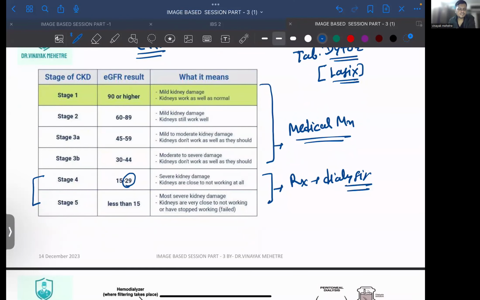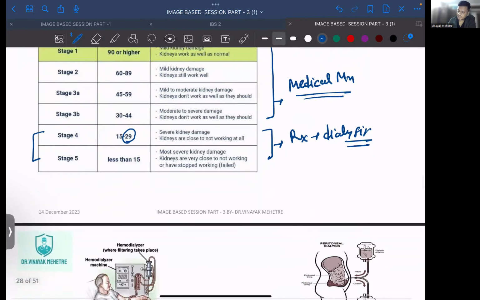Okay, patient needs dialysis. Just remember the boundary line, less than 30 glomerular filtration rate. Okay, less than 30, patient needs dialysis. And definitive management for these patients, if the level of glomerular filtration is going down less than 30, so how much? Definitive management is always going to be kidney transplant.